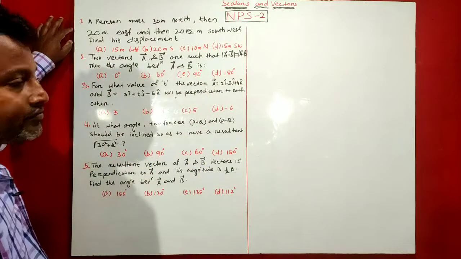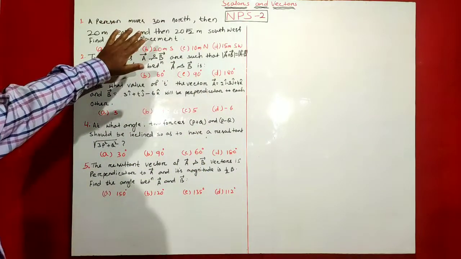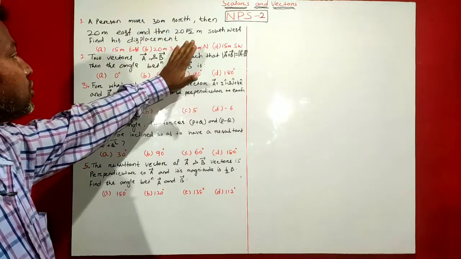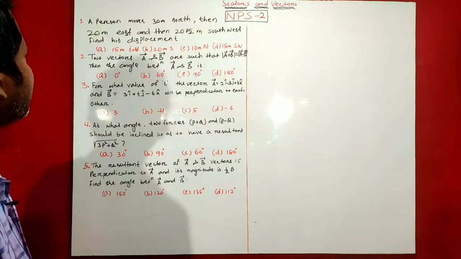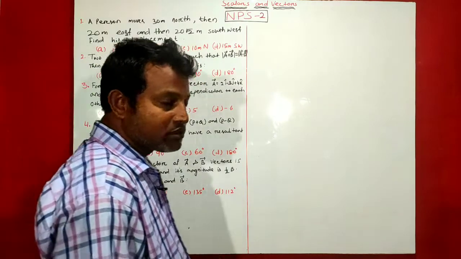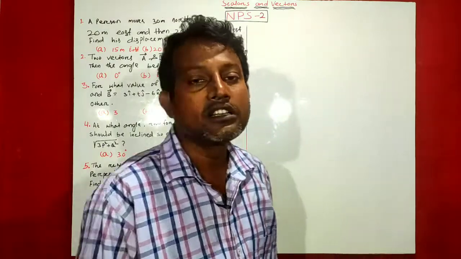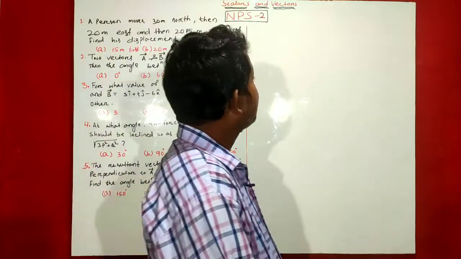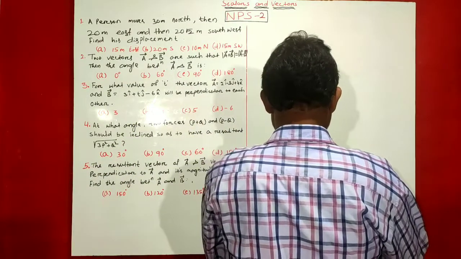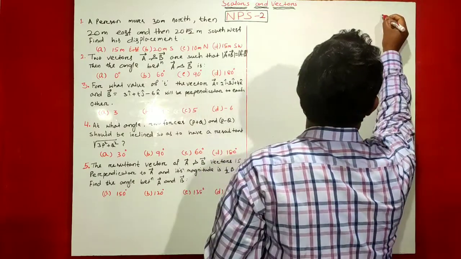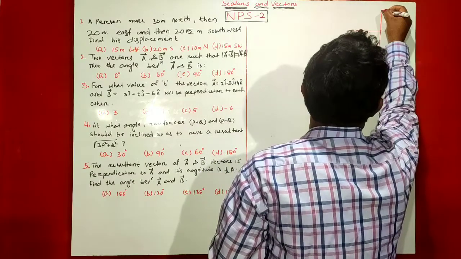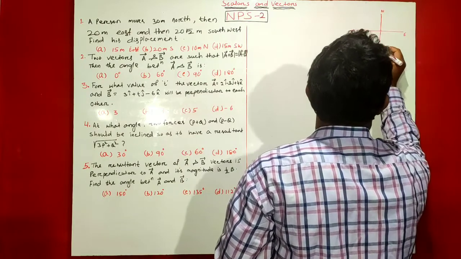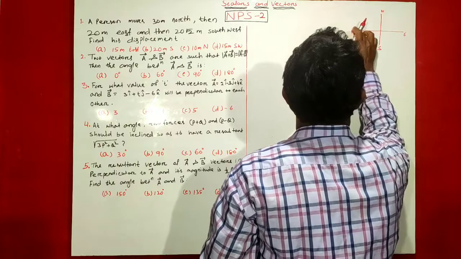Our first question is: a person moves 30 meter north, then 20 meter east, and then 20√2 meters southwest. Find the displacement. Guys, we have to find the displacement of the person. Here, let me draw the directional system. This is north, this is east, this is south, and this is west.